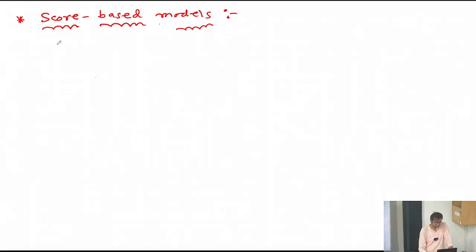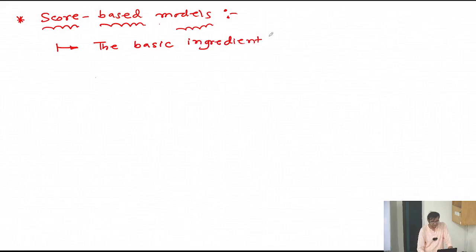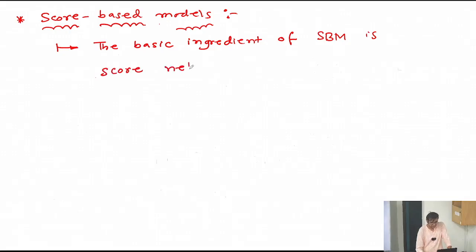The basic ingredient of SBM, and I'm writing SBM because I'm too lazy to write the whole thing, is the score network. What is the score network? Can someone guess?